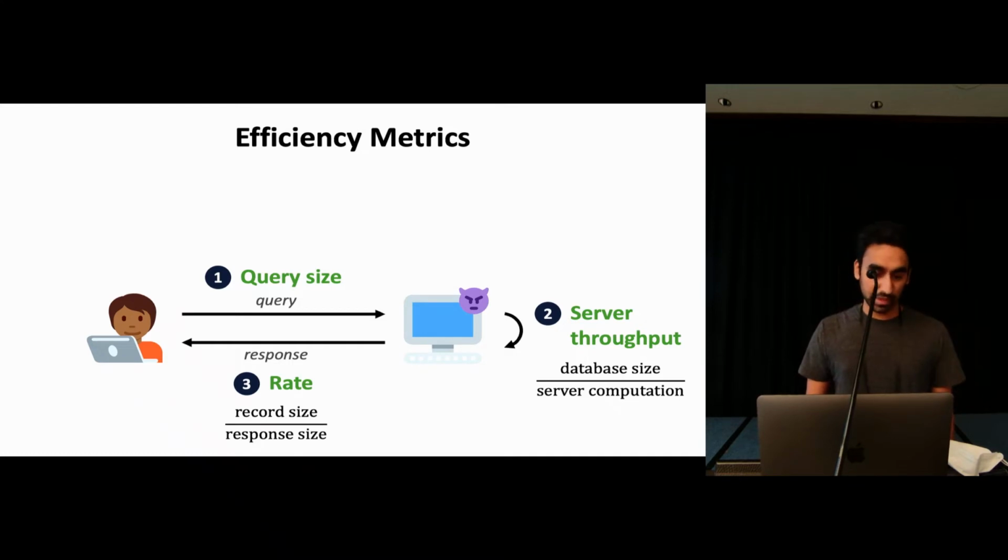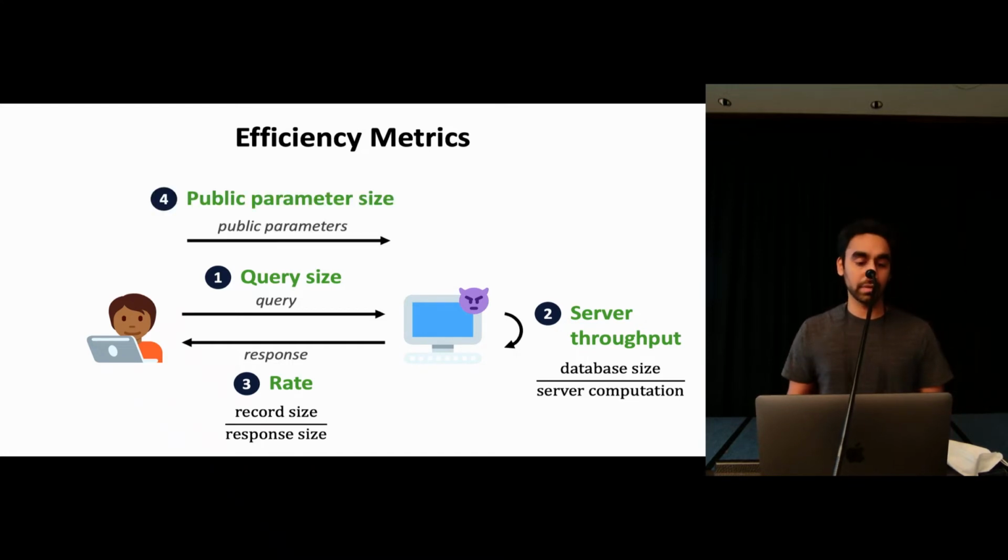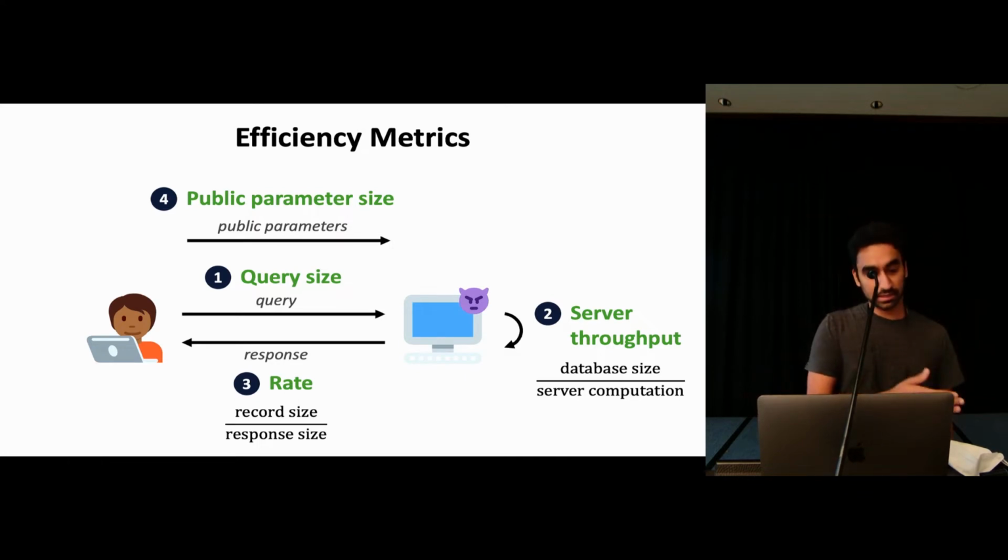There's a fourth metric that we call out, which is the public parameter size. So the client is allowed to send a set of public parameters to the server at the start of the session, and these parameters are reusable for an arbitrary number of queries and on an arbitrary number of databases. But the size of these parameters is still important because the client has to upload it and the server needs to store it. So we also measure the size of these parameters.